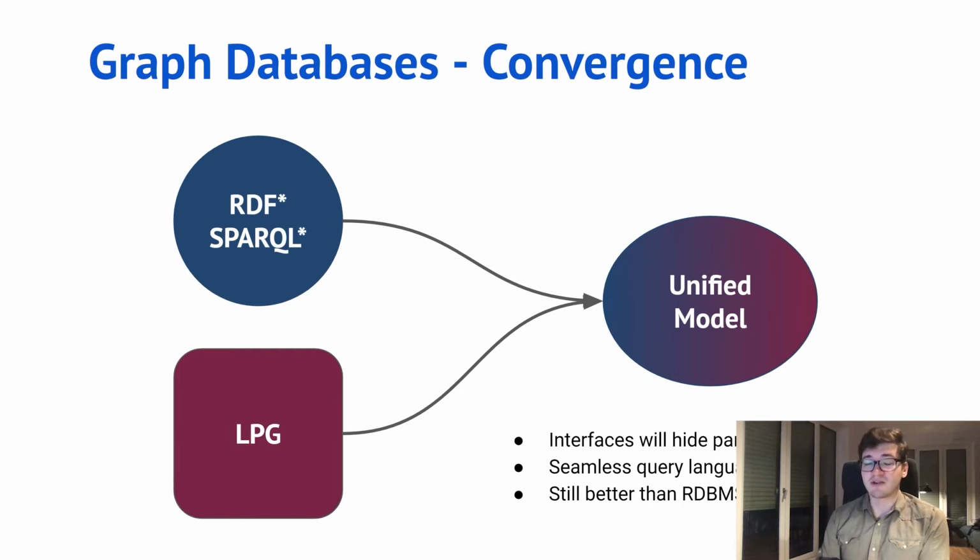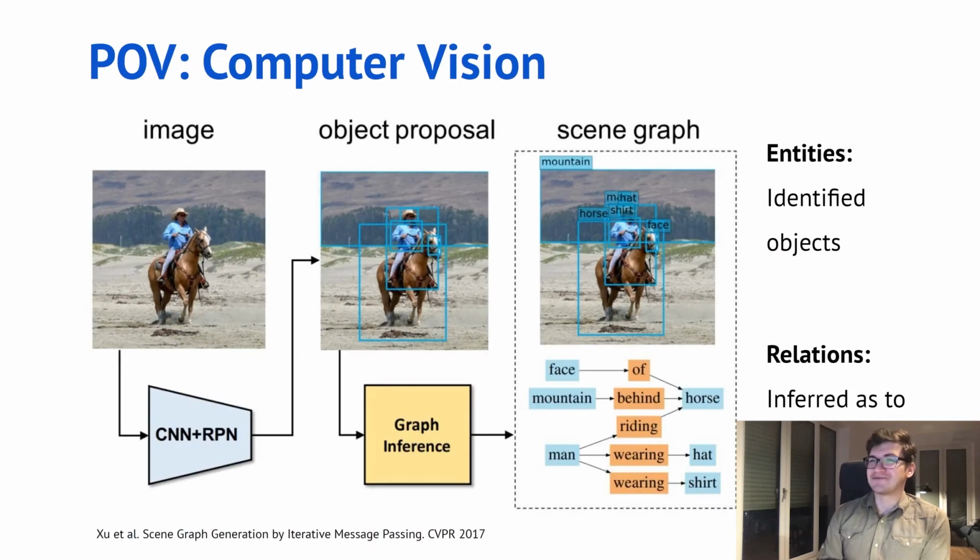And still, graph databases are better than relational databases, because we are in the GraphML section, right? And we still find graphs more useful and more applicable in day-to-day tasks. Okay, so let's move more towards computer vision. Here we have a small example of how we use graphs in CV, and then we'll look at NLP and GraphML.